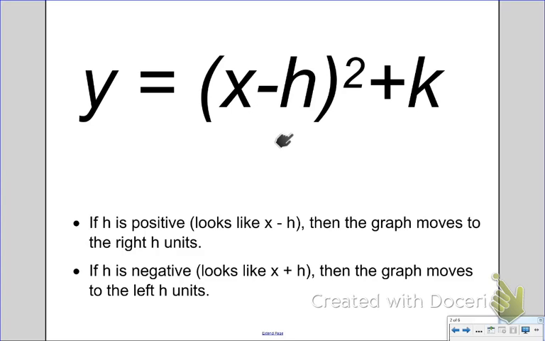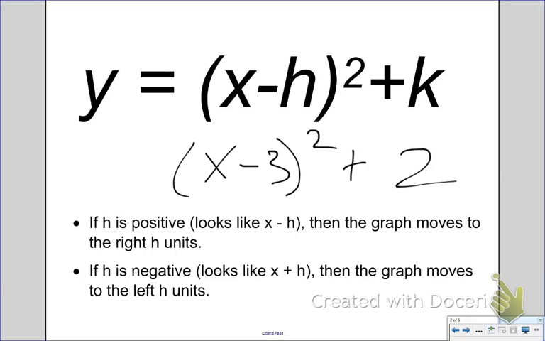Let me ask you one more thing before we move on to our first example. What do you notice? How could you tell the difference between the h and the k in a formula? How would you know which one's h and which one's supposed to be k? Good. H is the horizontal one. But if I wrote down a formula like x minus 3 squared plus 2, which of these is h? H is positive 3, okay? Why is h positive 3?